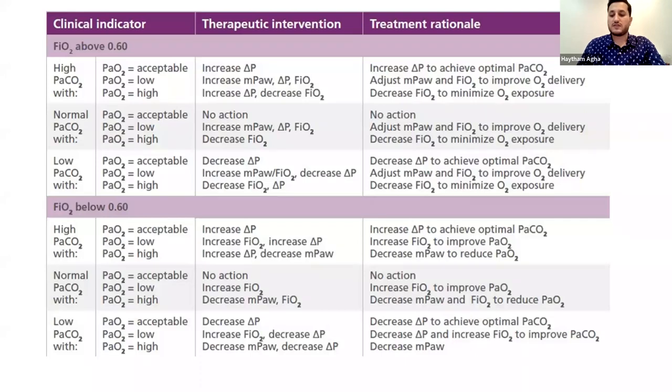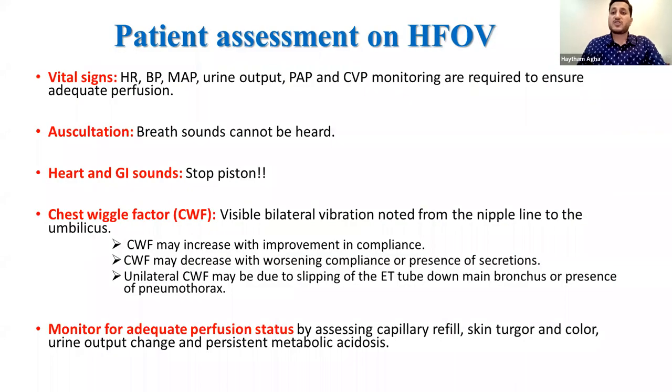For patient assessment, you should document vital signs. You can auscultate the patient: just press on the piston, turn off the piston, listen to the heart sounds, listen to the GIT sounds, and then turn the piston back on. As long as the patient is on a sealed connection, the lung is still recruited.